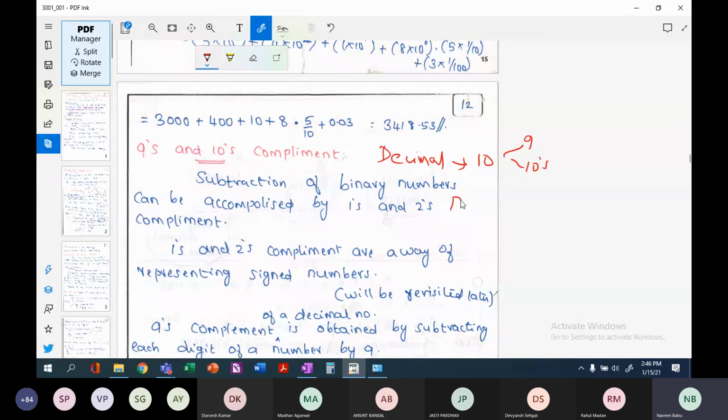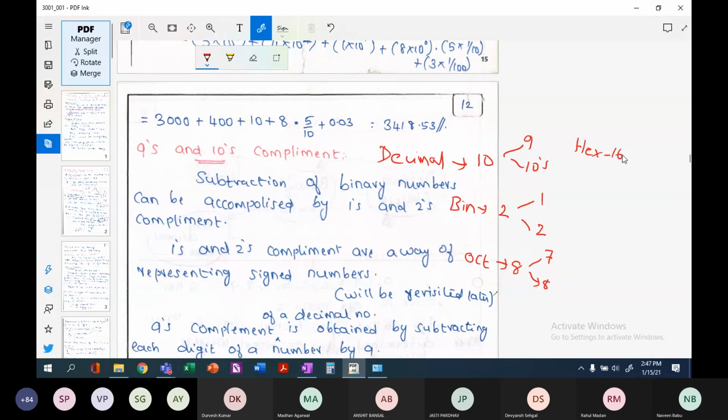Your binary number system, its base is 2. That is the reason you have two complements of a binary number system, which is 1's complement and 2's complement. Similarly, if I ask you for an octal number system, what are the complements that are possible? Octal number system's base is 8. So the complements that are possible are 7 and 8. For a hexadecimal number system, your base is 16. So what are the complements that are possible?